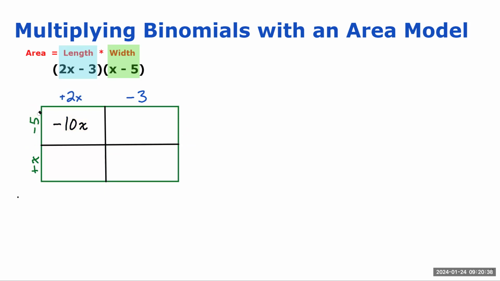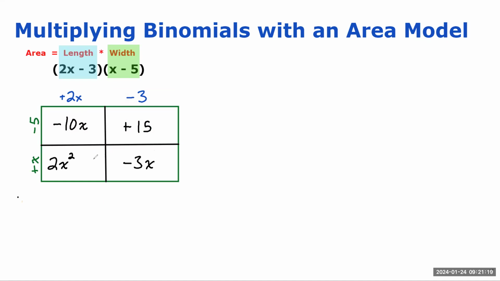Then we are going to multiply negative 3 times negative 5. That is going to give us a positive 15. And two more times on the bottom, positive x times 2x is going to give us 2 times x, and we can write that simply as 2x squared, and x times negative 3 will be negative 3x.